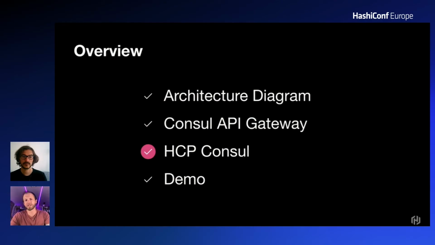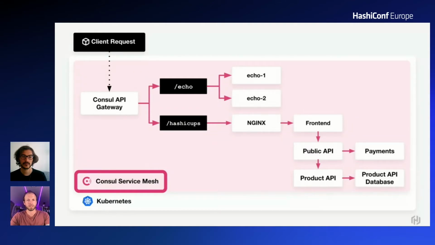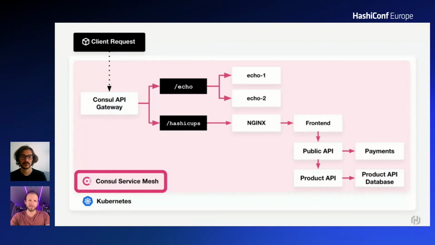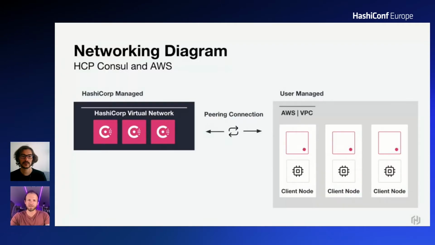The final component I'd like to touch on before we check out the demo is HCP Consul. I want to zoom in on this piece here. This is the high-level networking diagram for HCP Consul. It shows how a peering connection is essentially what enables your HCP Consul and Amazon EKS resources to communicate with each other. So like Daniele touched on as well, this connection allows HCP Consul to effectively manage your EKS service mesh.